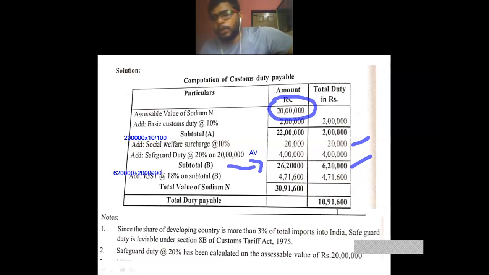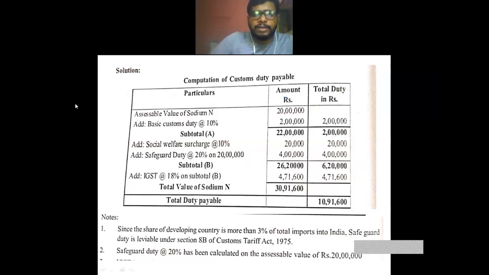So total value of the sodium N is 30,91,600. Total duty payable is 10,91,600. Safeguard duty you have to calculate for assessable value, not for this amount. This is the total custom duty payable. So this is problem number 4, problem as well as solution.